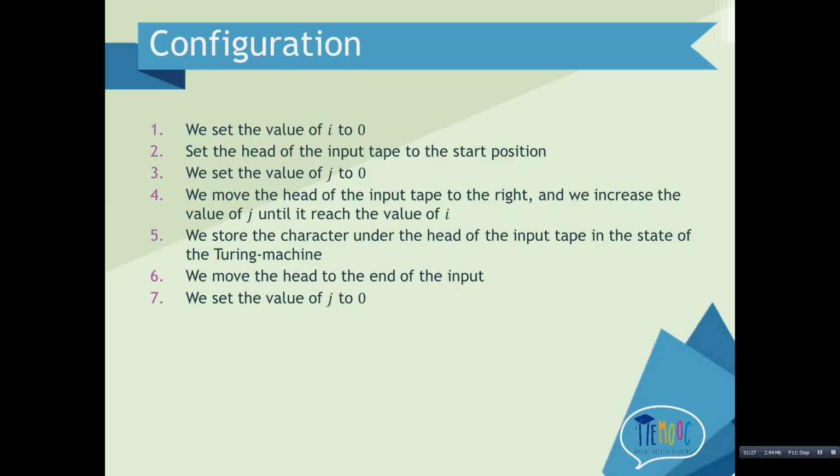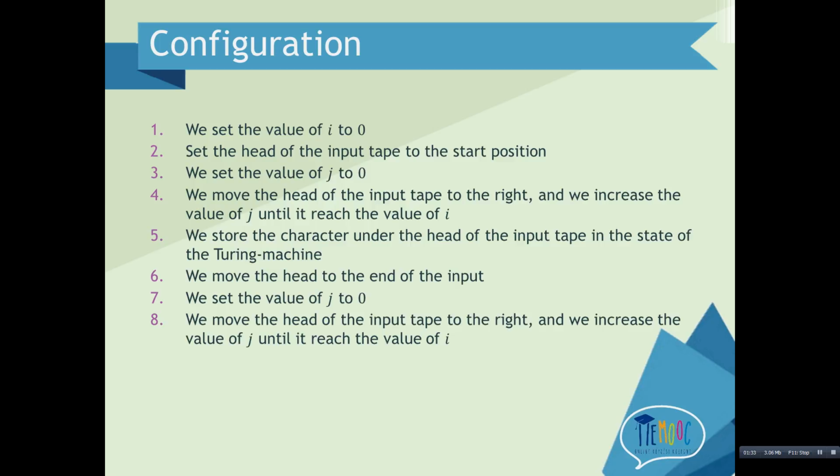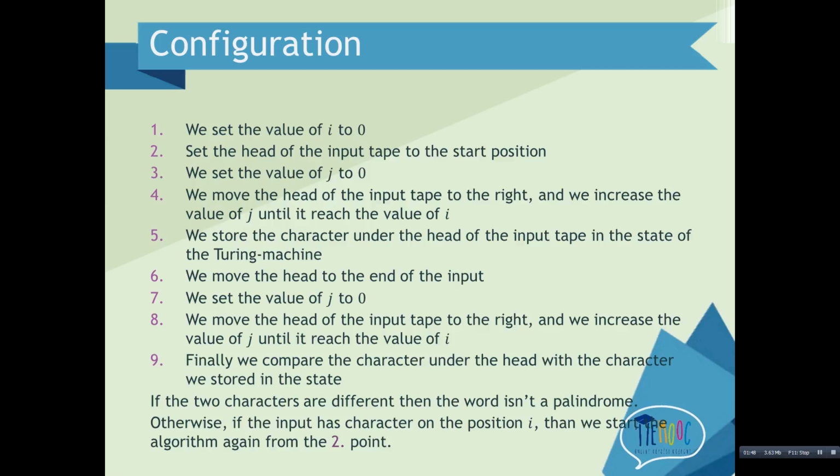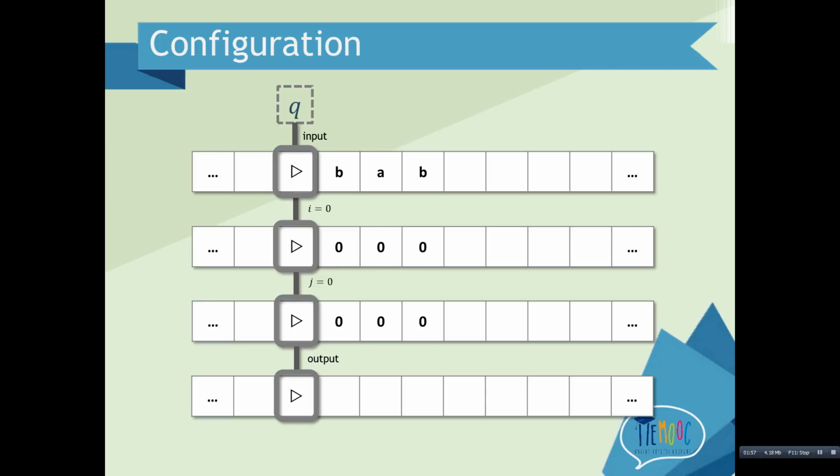Move the head of the input tape to the left and we increase the value of j until it reaches the value of I. Finally, we compare the symbol under the head with the symbol we stored in the state. If they are different, then the input isn't a palindrome. Otherwise, if the input has a symbol on the position I, then we start the algorithm again from the second point. Let's see the example.